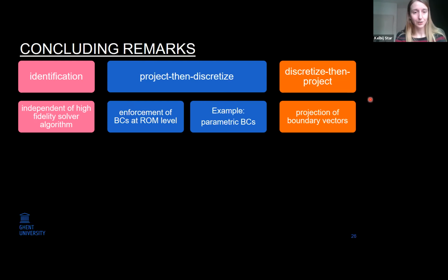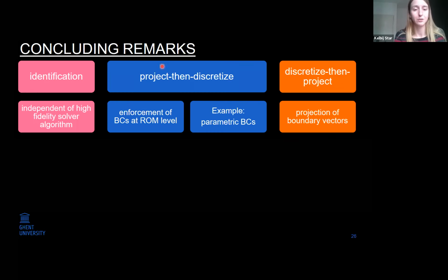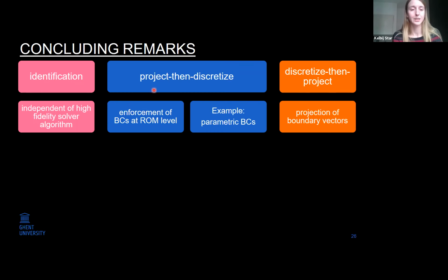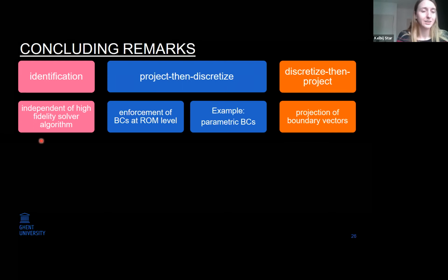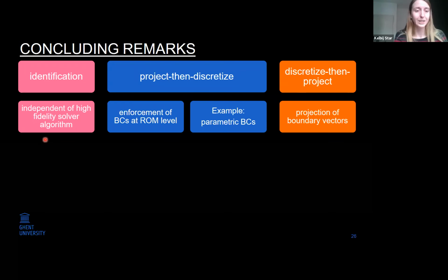We have seen three methods: identification, which was a non-intrusive reduced order modeling approach, and then two intrusive reduced order modeling approaches, the project and discretized, and the discretized and project approach. The nice thing about non-intrusive reduced order modeling is that it's independent of the high fidelity solver algorithm. So it's really a black box approach, and here you really need to know what's behind it, let's say for your discretization of partial differential equations.